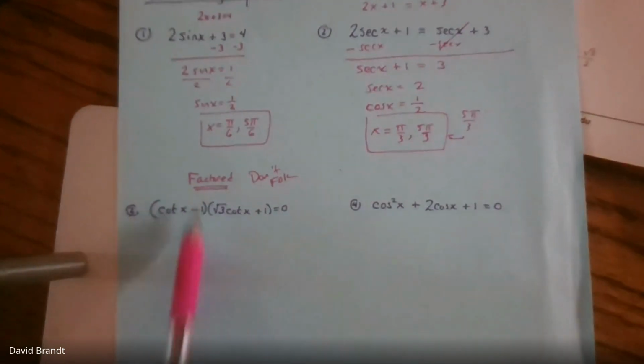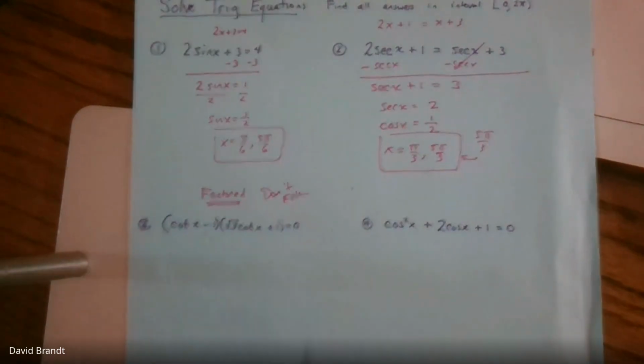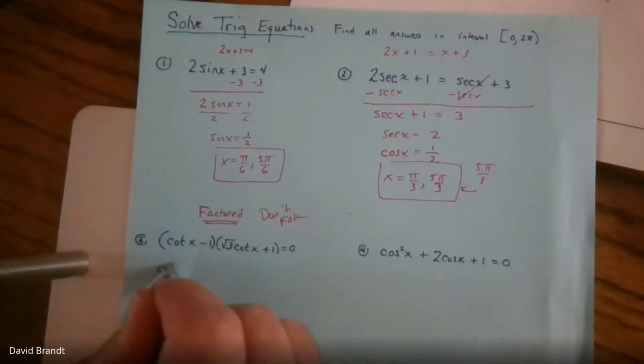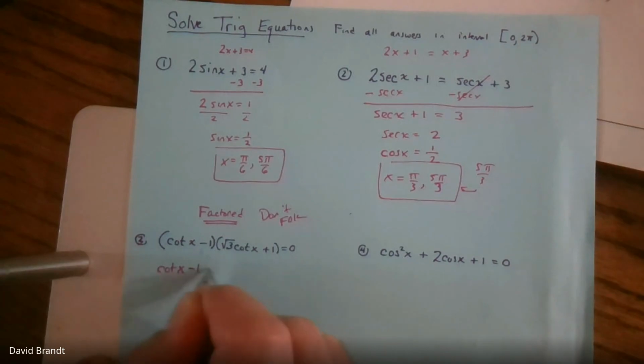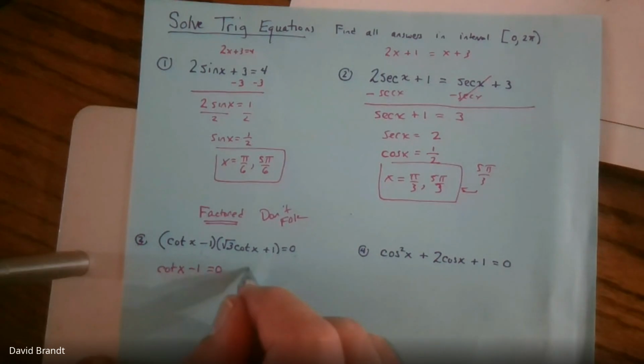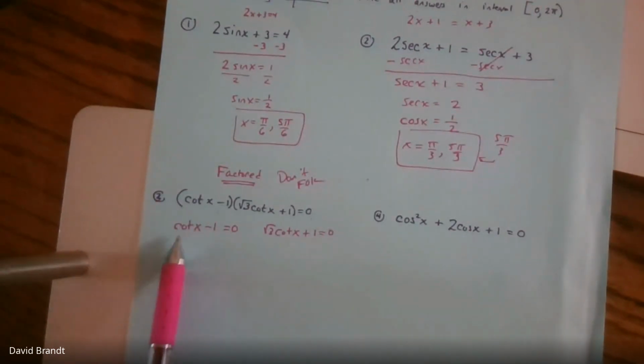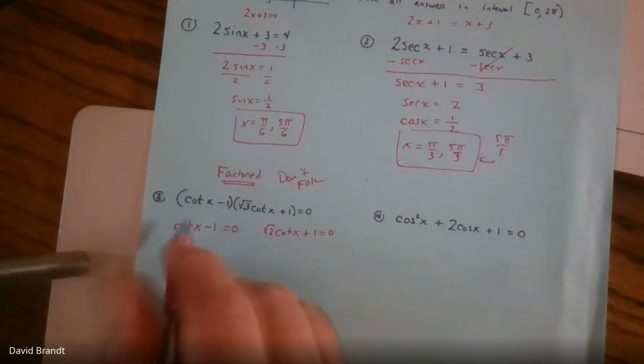You're going to factor it. This is already factored. Then you're going to separate it. When you separate it, you're going to set each one equal to 0. This needs to be 0 on this side, but it is. And root of 3 cotangent x plus 1 equals 0. All right, now you're going to solve each of these. You separate it and you solve each one.